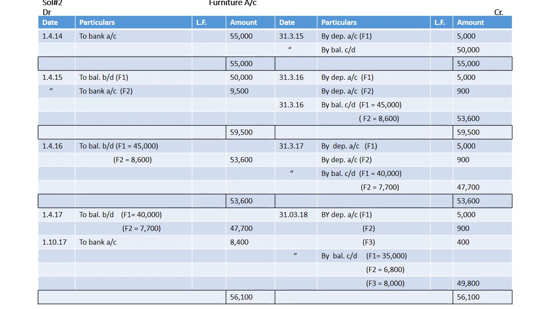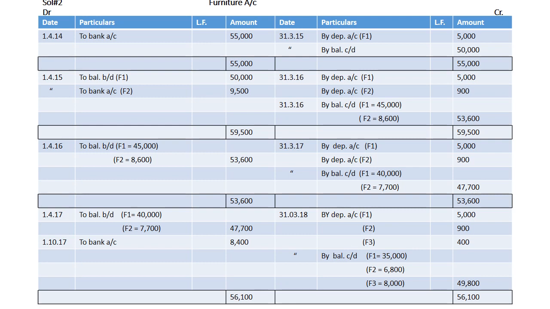Again we will purchase the second furniture, that is furniture account debit to bank account for 9,500. Depreciation on first furniture will be 5,000. Depreciation on second furniture will be 900. Therefore, the balance will be 5,600. The same balance will be transferred to third year.